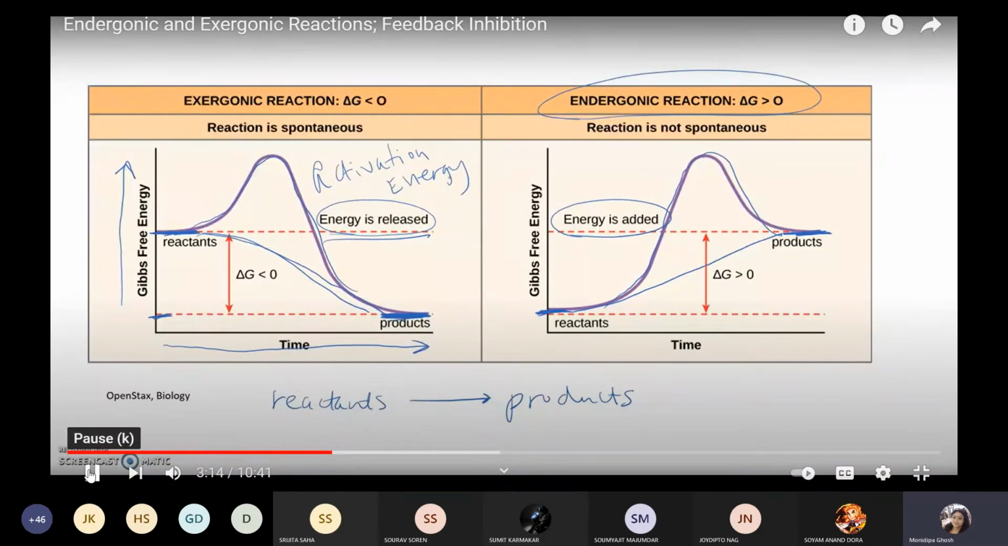And this is something that is important when we talk about enzymes, because enzymes are going to actually lower the amount of activation energy it takes for a reaction to go forward. Understood?